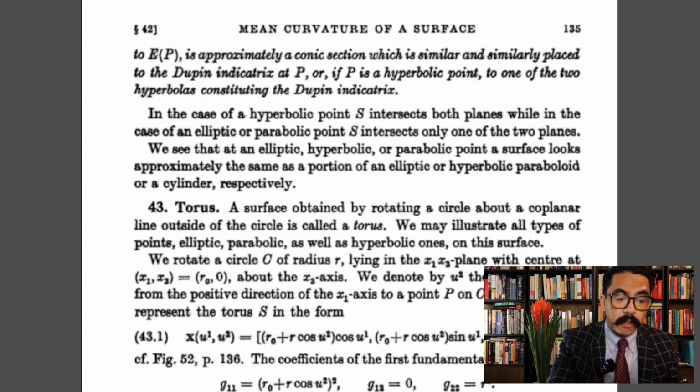We see that at an elliptic, hyperbolic, or parabolic point, a surface looks approximately the same as a portion of an elliptic or hyperbolic paraboloid or a cylinder, respectively.